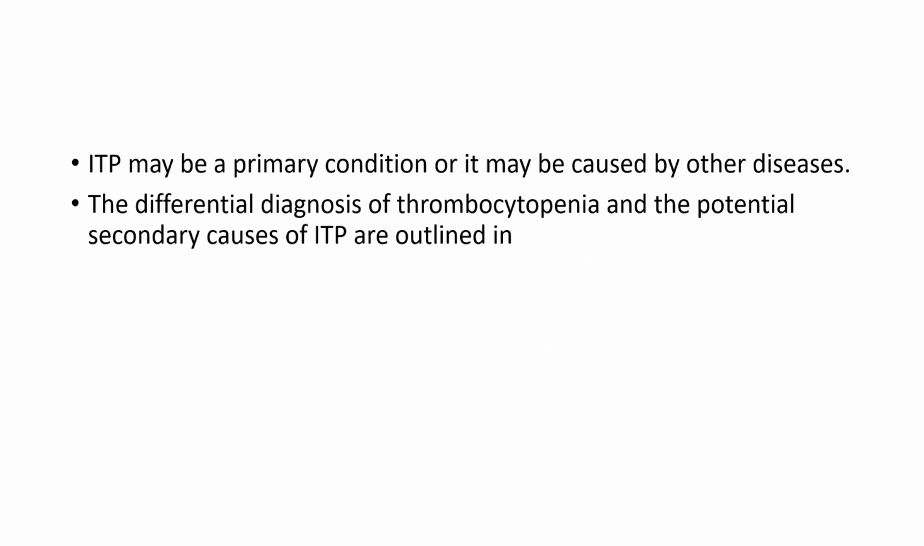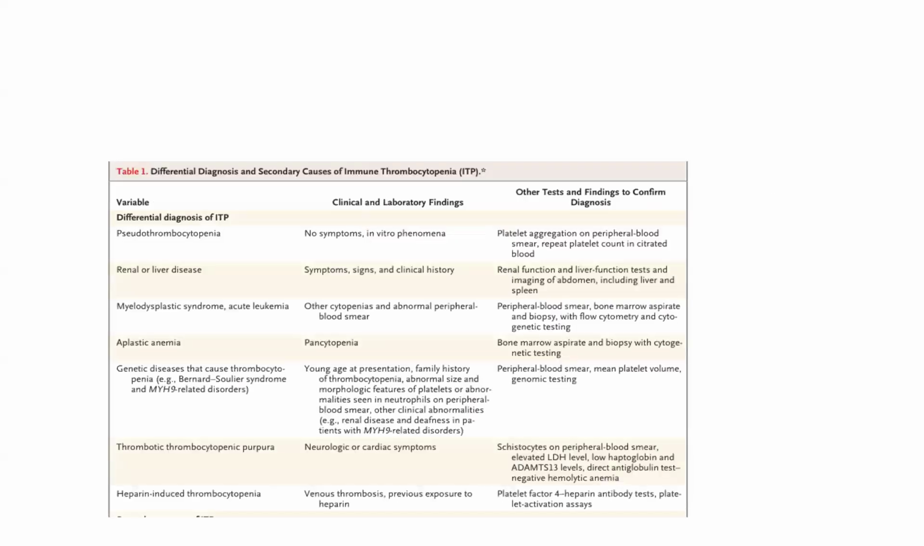ITP may be a primary condition or may be caused by other diseases. The differential diagnosis of thrombocytopenia and the potential secondary causes of ITP are outlined in the following table. Differential diagnoses of ITP include pseudothrombocytopenia, renal and liver disease. In pseudothrombocytopenia, there are no symptoms; it is an in vitro phenomenon.